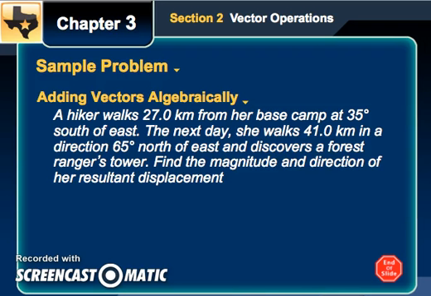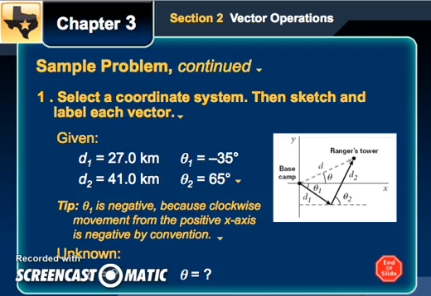All right, so we need to write all this stuff down: the 27 kilometers at 35 degrees south of east, and the second displacement of 41 kilometers at 65 degrees north of east. And we're going to start analyzing that information. First things first is to select a coordinate system and then sketch and label the vectors. So our first vector, displacement number 1, is 27 kilometers at an angle of negative 35 degrees. What? Negative 35 degrees? Well, let's take a look at this.